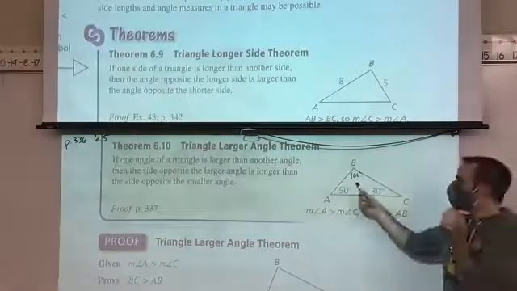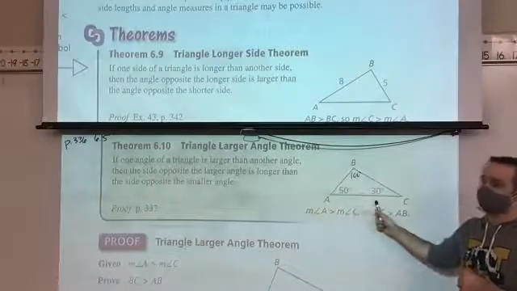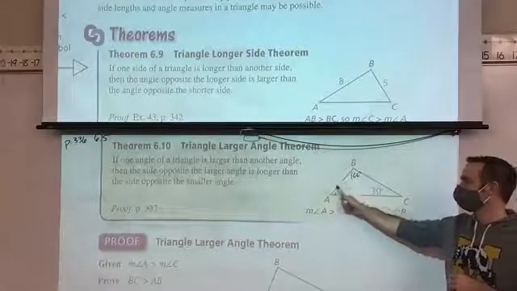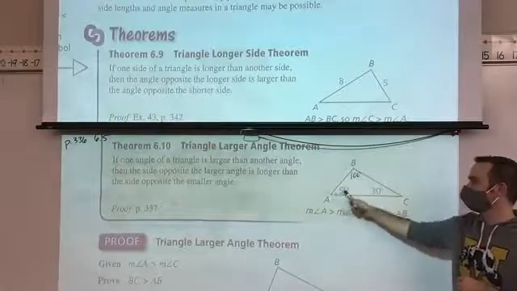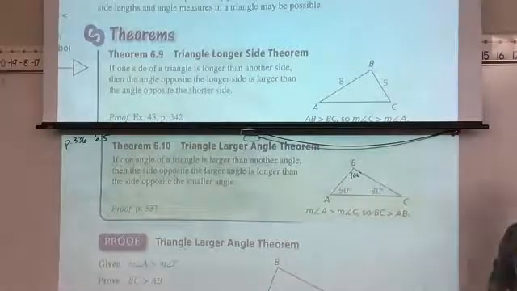So across from the 100, that's the biggest angle. This is going to be the biggest side. AC is going to be the biggest side. The next biggest side is across from the next bigger angle, so the 50. So BC, and then BA is going to be the smallest.